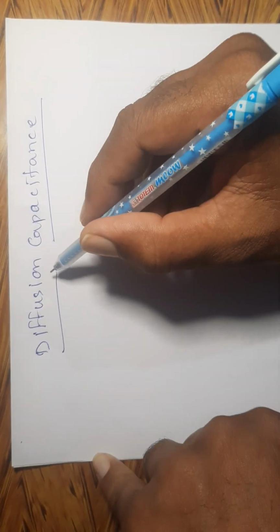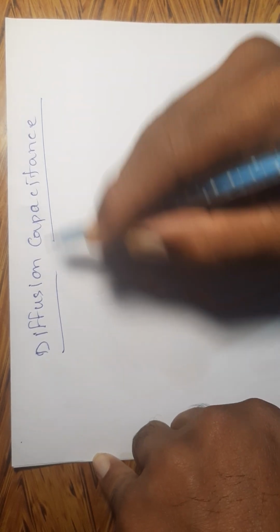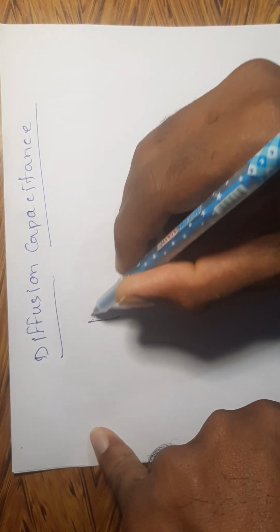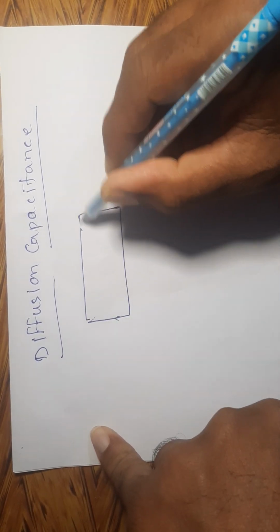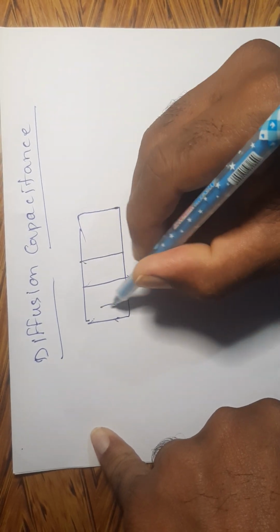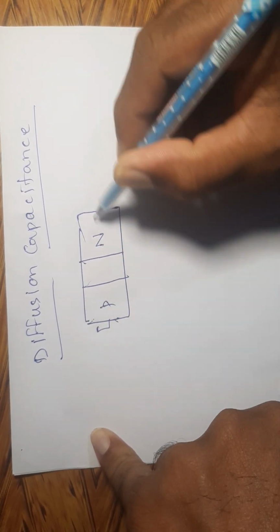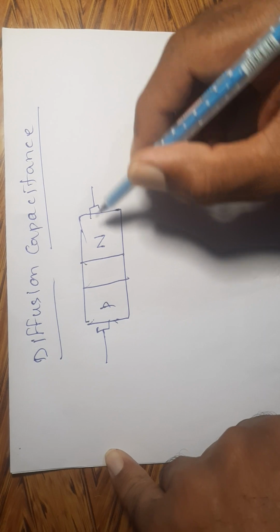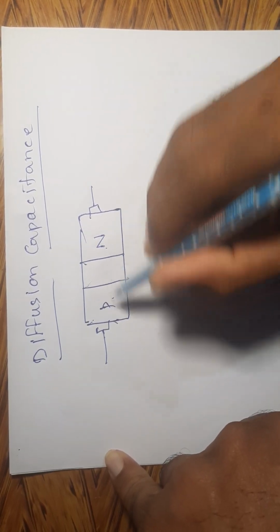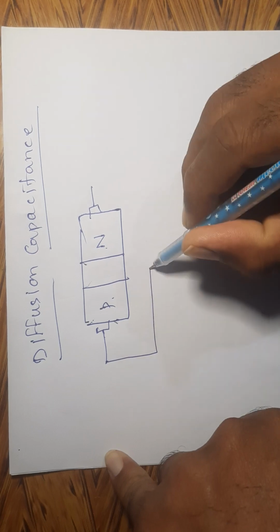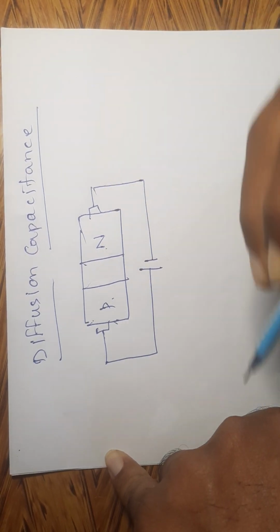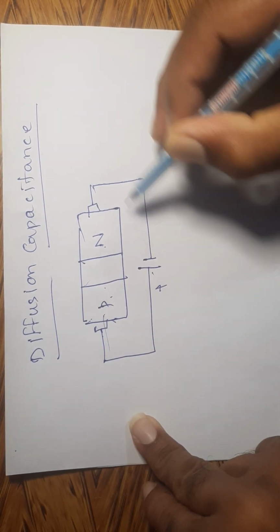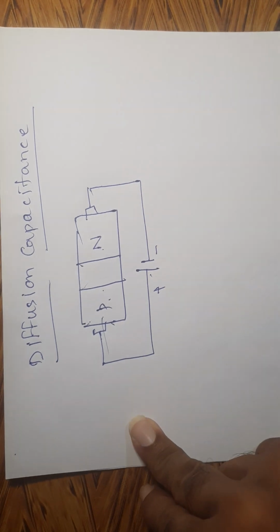Now what is diffusion? Diffusion is nothing but movement of charge carriers or recombination of charge carriers. Let me explain clearly. So this is P type and N type, connected with ohmic contacts, because of which current passes electrically between P type and N type. Then they are connected to the DC terminals: P is connected to the positive terminal, N type is connected to the negative terminal.